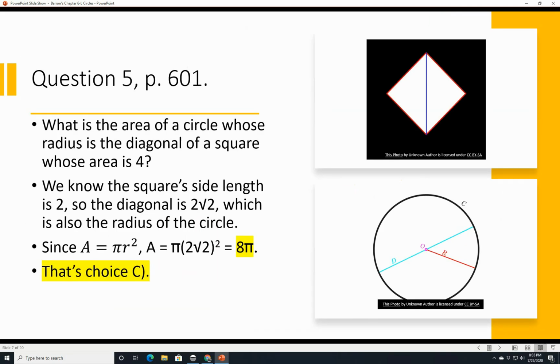Question 5, page 601. What is the area of a circle whose radius is the diagonal of a square whose area is 4? Well, again, we know that the square's side length is 2, because 2 squared is 4. So the diagonal has to be 2 root 2, which is also the radius of the circle. So since we know the radius of the circle is 2 root 2, then the area is pi r squared, since r is equal to 2 root 2. That just becomes 8. The area is 8 pi. That's choice C.